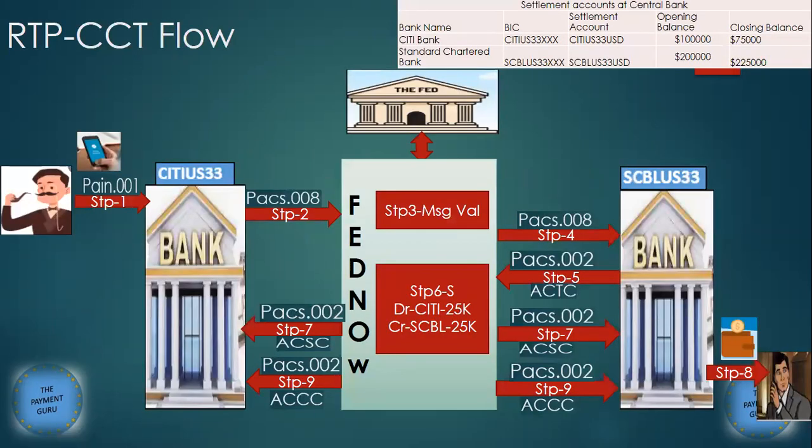If you see in this particular slide, this entire end-to-end flow is the end cycle or life cycle of a customer credit transfer payment. On the left-hand side, a customer initiates a real-time payment using any of the available platforms, mostly via a mobile banking application if it is a retail payment.